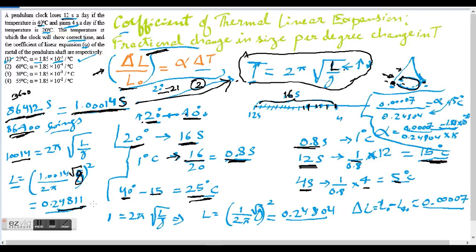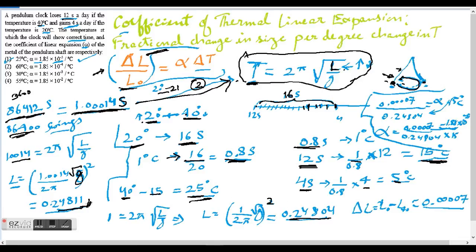And then what is the length at normal temperature, or at 25 degrees Celsius? At 25 degrees Celsius, this time period will be 1 second. It won't change. So I can substitute T is equal to 1 in this formula, and I will get 1 is equal to 2 pi square root of L by G, which will give me L is equal to 1 upon 2 pi square root of G, whole square. Just moving things around, and I will substitute 9.8 meter per second square for G. So that comes to around 0.24804. So we can see that this length is different from this length.